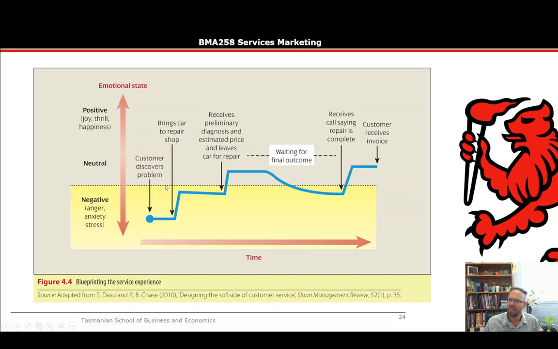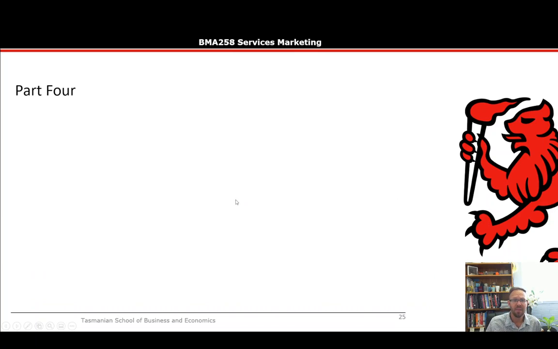So this is harder to do, obviously, than mapping out a logistics transport thing, but it's still very good to do. All right, so that ends this section. The next section we're going to be dealing with service branding.